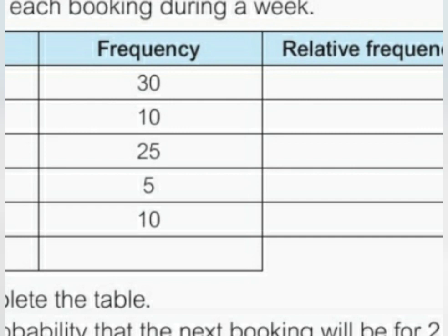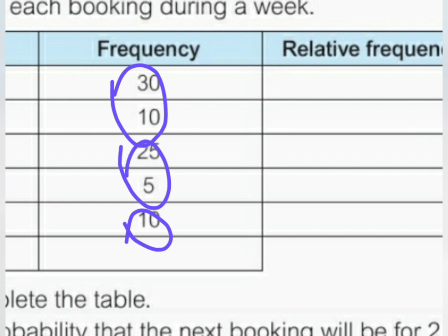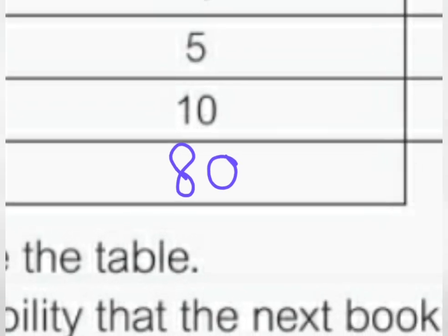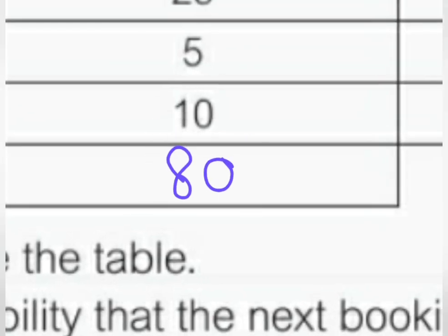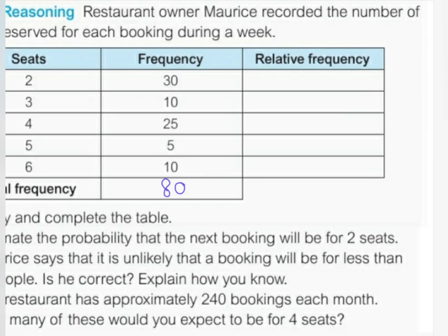Very good. Let's count them together. These are 40, 50, and this is 30. So it's 80 together, right? Good. So here we have 80. Now, this is the total number of frequencies. We found the total number of frequencies.